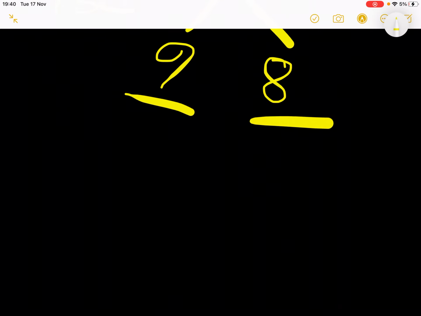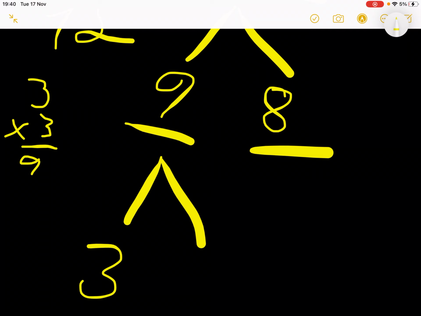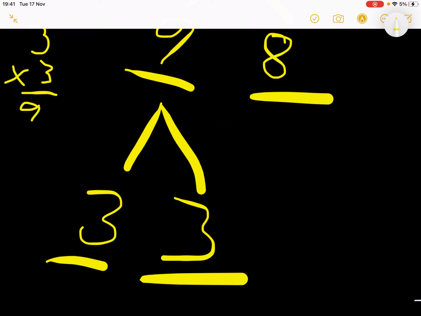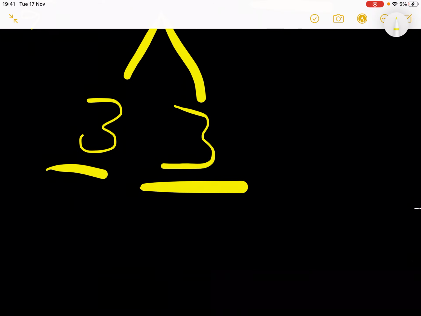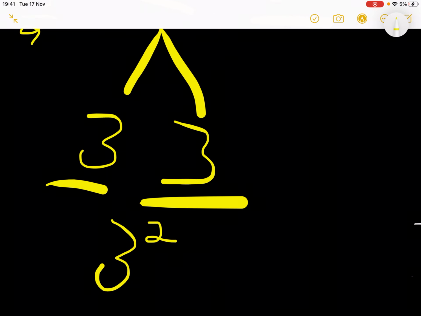So what times what equals 9? So, as we know, 3 times 3 equals 9. So we've broken 9 up to 3 and 3. And as we know, 3 is a prime number. So we're done for that one. For this one, it's 3 squared, since it's two 3s. And we're all done breaking that one up.